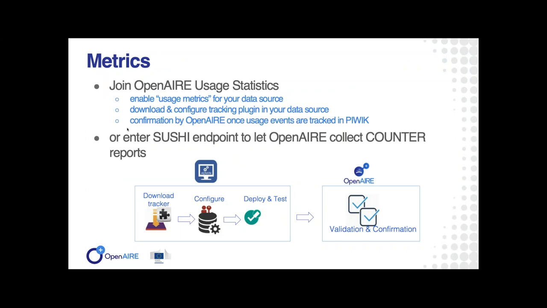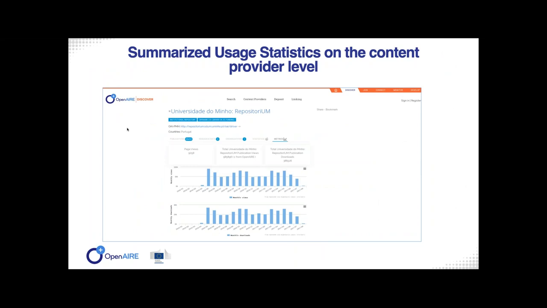These are just examples. Metrics. We use SUSHI as a mechanism, a standard open source software, in fact, to collect information. We had to change a few of the aspects there, so more information can be found on the OpenAIRE website, and you can ask us directly. But anyway, these are the key elements, and you can find information again on the website on how to hook a data source to our user statistic framework. So here are the links. Okay.